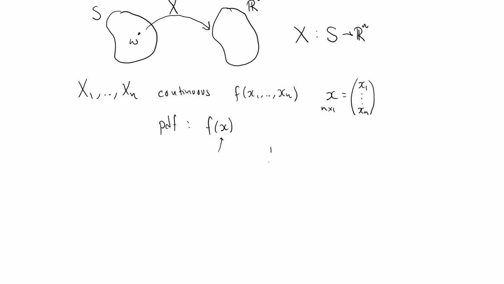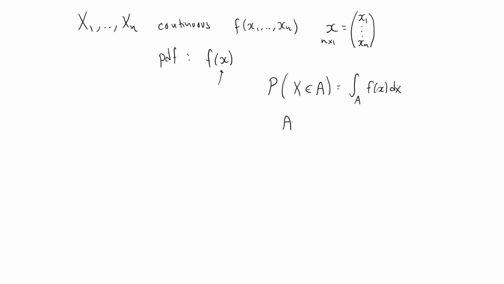Using this notation, we can write the probability that X belongs to A as the integral over A of f of x dx, where A is an arbitrary subset of Rn. This integral is really now a multiple integral containing n integral signs, and the symbol dx is really dx1 through dxn. The use of vectors will allow us a very compact notation.